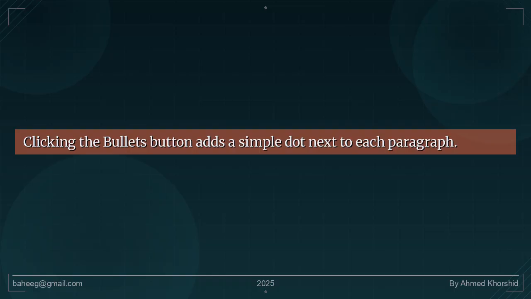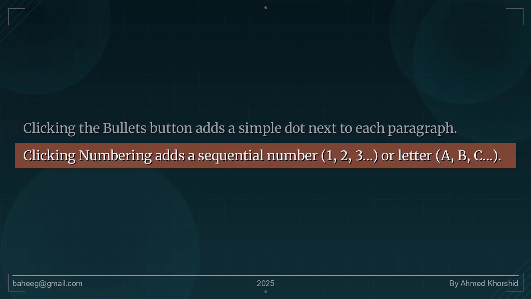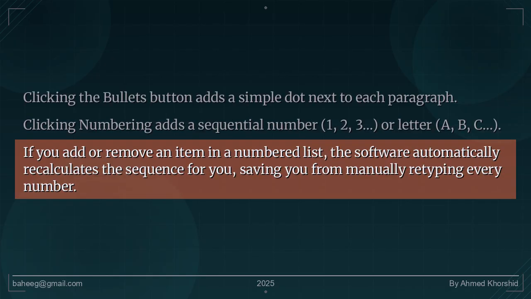Clicking the bullets button adds a simple dot next to each paragraph. Clicking numbering adds a sequential number, 1, 2, 3, or letter A, B, C. If you add or remove an item in a numbered list, the software automatically recalculates the sequence for you, saving you from manually retyping every number.